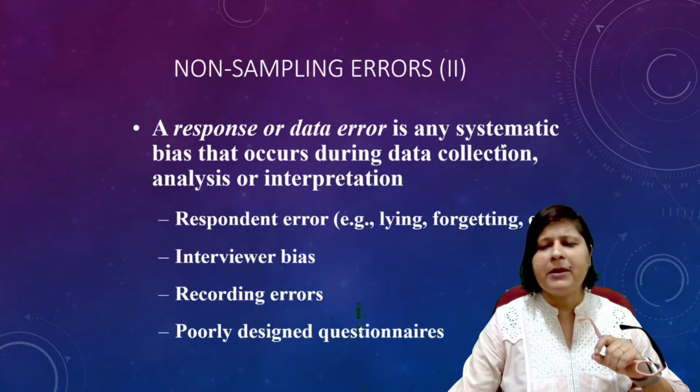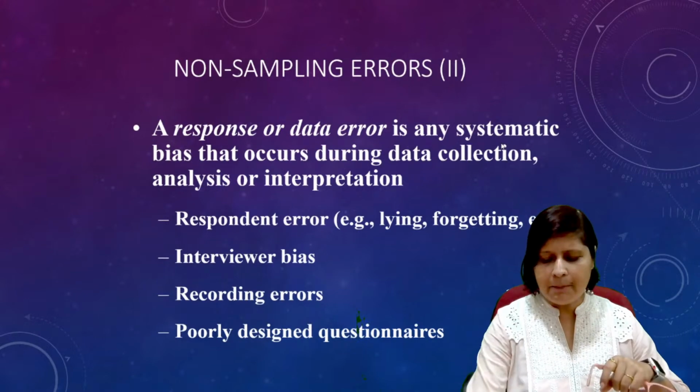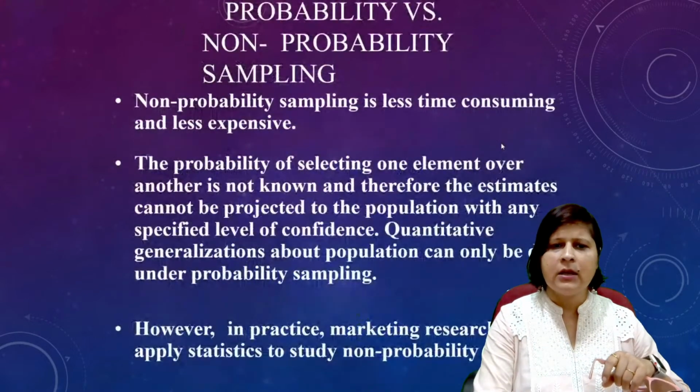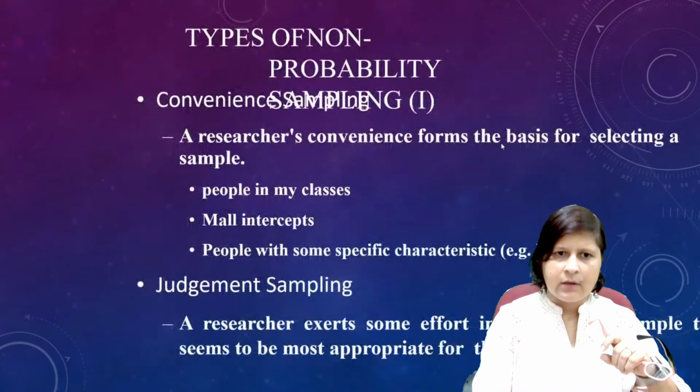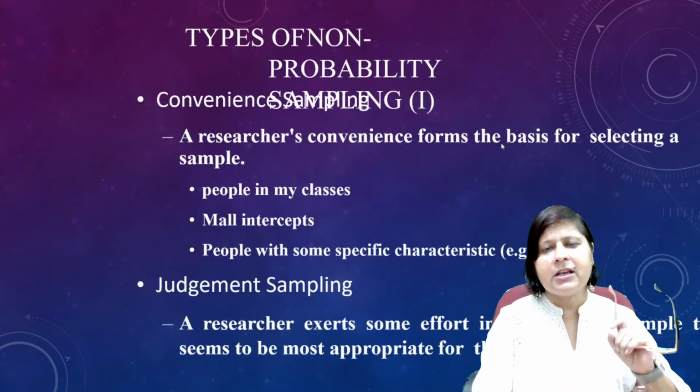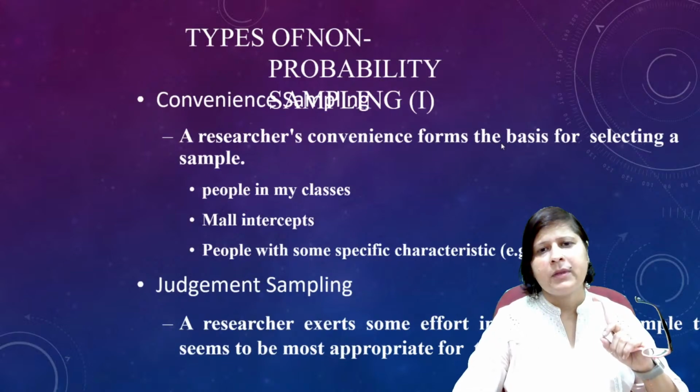Non probability sampling is your snowball sampling, quota sampling, right? Then comes convenience sampling, then judgmental sampling, right?